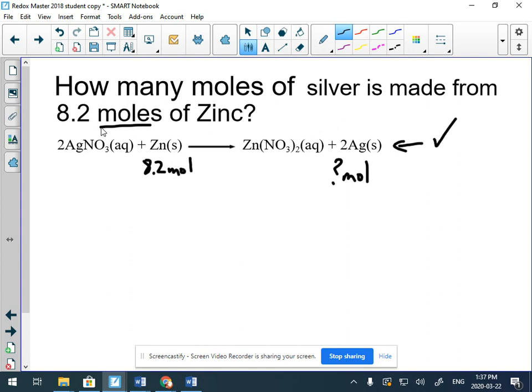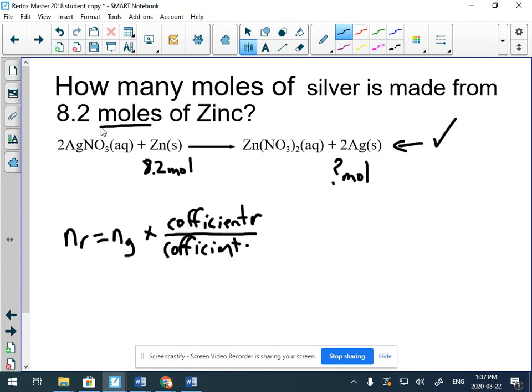Now, in your textbook and in your data booklet, when you're converting one type of mole to the other, there's a little ratio. And the formula looks like this: nR is equal to nG times the coefficient of R over the coefficient of G. n is number of moles. So what we're trying to find is the number of moles of the required. The thing that we're required to solve is this. That is our required. And the number of moles that's given to us is our G.